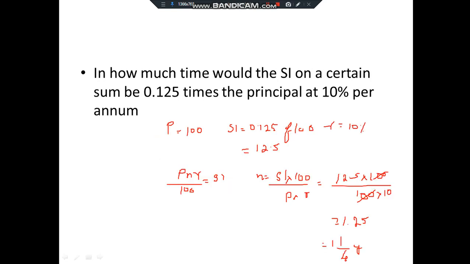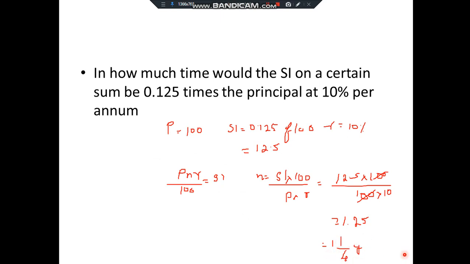Next question, guys. In how much time would the SI on a certain sum be 0.125 times the principal at 10% per annum. You can find it through the shortcut method, but since it is decimal, it will go long in steps. So it is easy to go with basic approach. Okay, so principal is 100. So SI they have given us sum be 0.125 times the principal. So SI is equal to 0.125 into 100. Okay, so you get it as 12.5. R is equal to 10%. So just go with the formula. You get the n value as 1.25, which means 1 by 4 years.